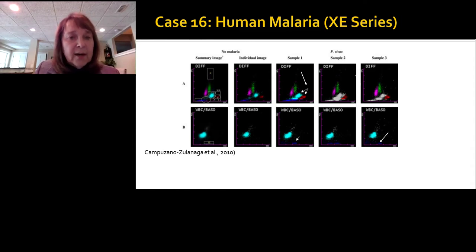The two cases on the left were humans that had no malaria. They were malaria negative. You can see normal populations within their WDF and normal populations within their WNR. When three other individuals who had Plasmodium vivax were analyzed, you're not going to see a signature, but you see differences in all of them.